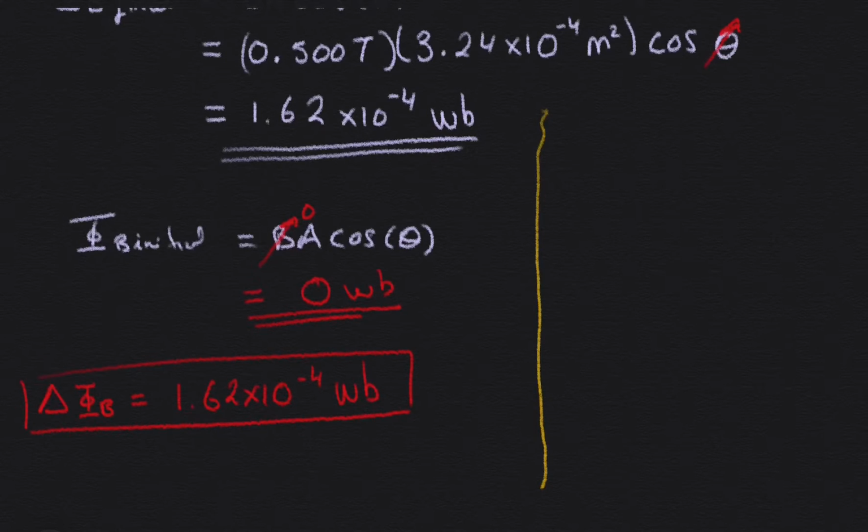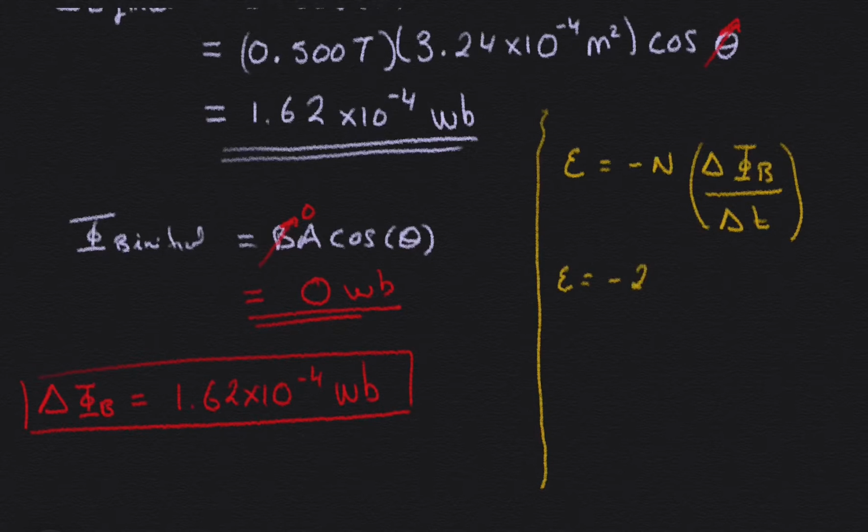So I'm going to copy the equation again. Epsilon is equal to minus n, the number of turns, times the change of the magnetic flux over the change of time. Okay, and I can plug in the values. So here I have EMF is equal to negative 25. The 25 comes from the problem that states that we have 25 turns. And then from my change of flux, I'm going to use this 1.62 times 10 to the negative 4 Weber and divide it by the change of time, which the question says is 0.8 seconds.